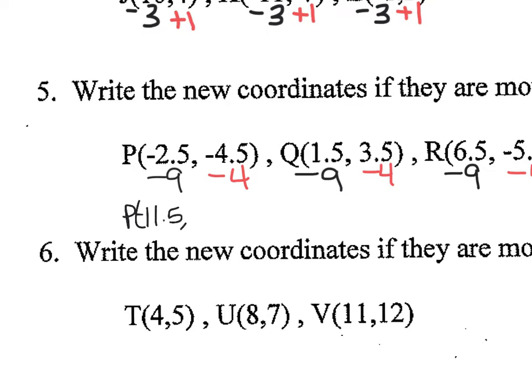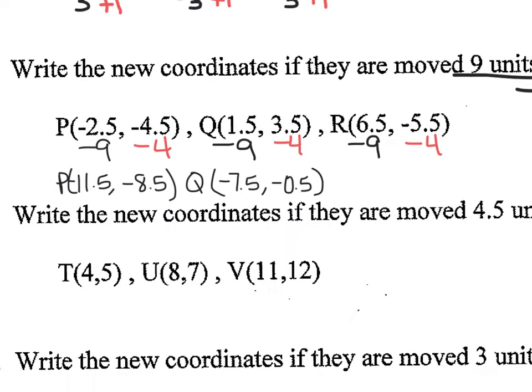And then negative 4.5 minus 4, negative 8.5. Not minus negative, just minus. Then on Q, I've got 1.5 minus 9, negative 7.5, 3.5 minus 4, negative 0.5, however you write it. And then for R, 6.5 minus 9, negative 2.5, negative 5.5 minus 4 is negative 9.5.